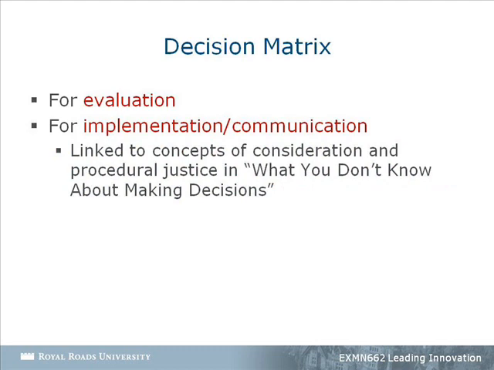There are two reasons you would use a decision matrix. One is for evaluation. You use a matrix to weigh alternatives using criteria. The second is for communication purposes when you are implementing recommendations. And this links to the concepts of consideration and procedural justice discussed in the reading What You Don't Know About Making Decisions. By using a decision matrix to communicate your decisions, you demonstrate to stakeholders that you came to this conclusion in a fair and objective way, thus increasing the sense of procedural justice and the likelihood of acceptance.